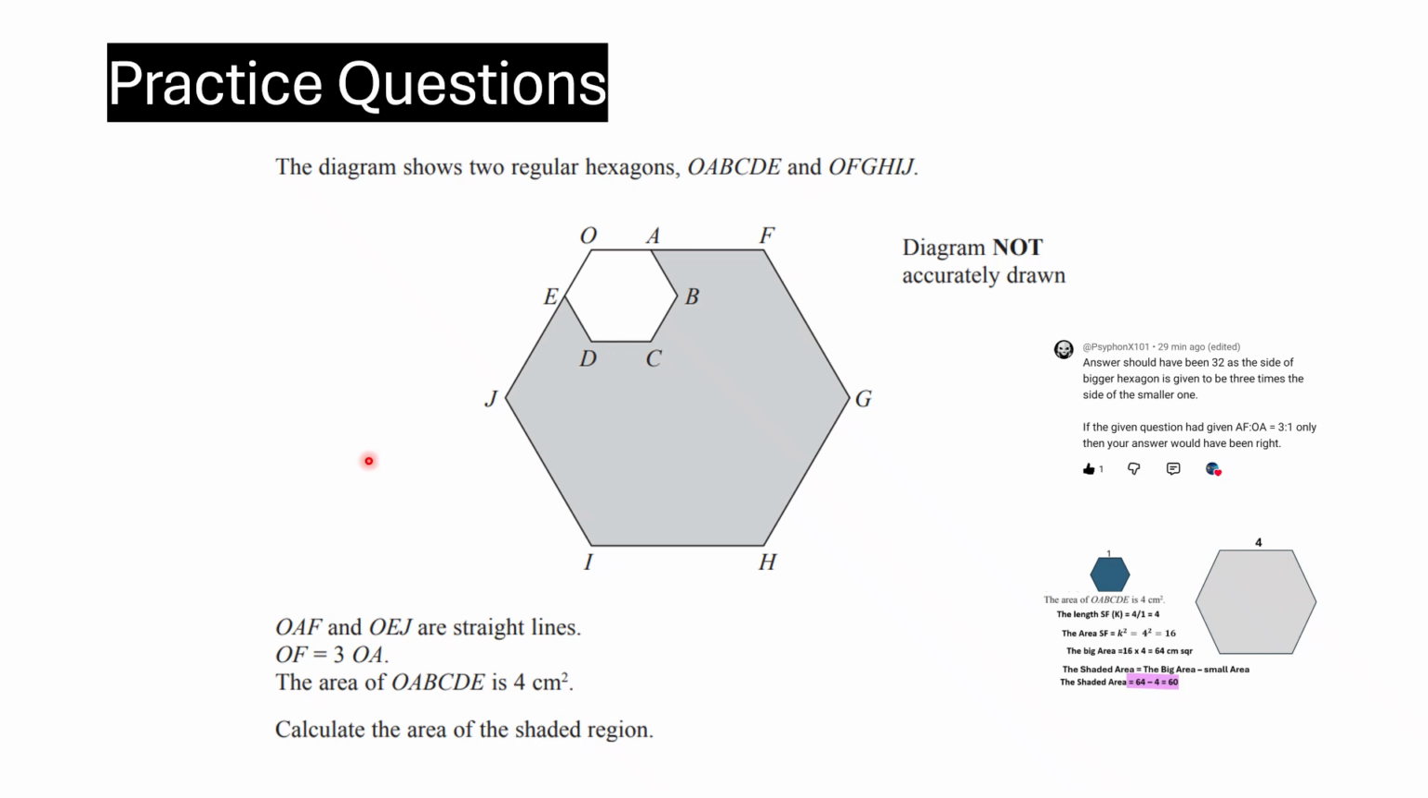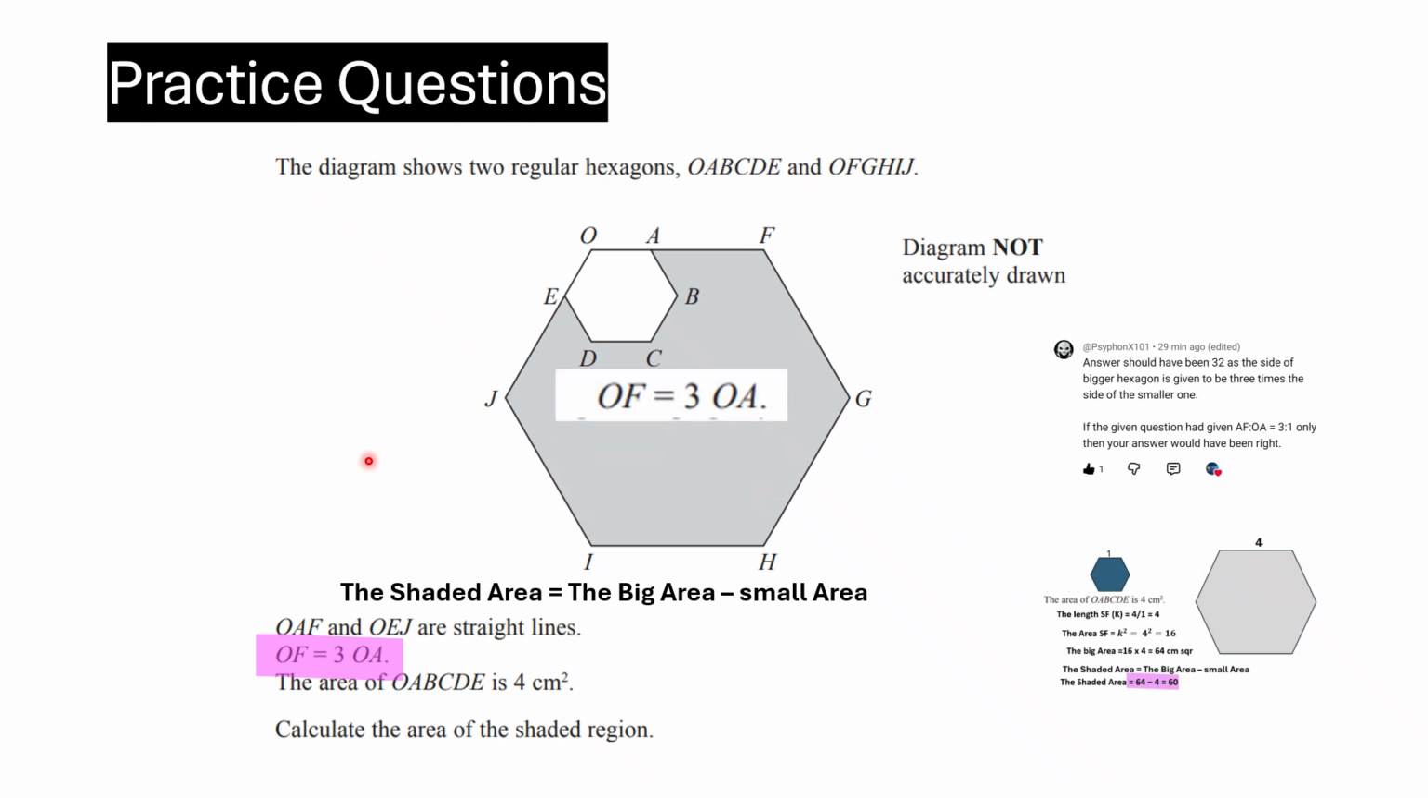Now, what I did before is I said the shaded area is equal to the big area minus the small area, which is correct. And then, because OF is equal to 3OA, I said this part, if we assume it's 1, then this part is 3, and the whole thing is 4. This was the mistake here.